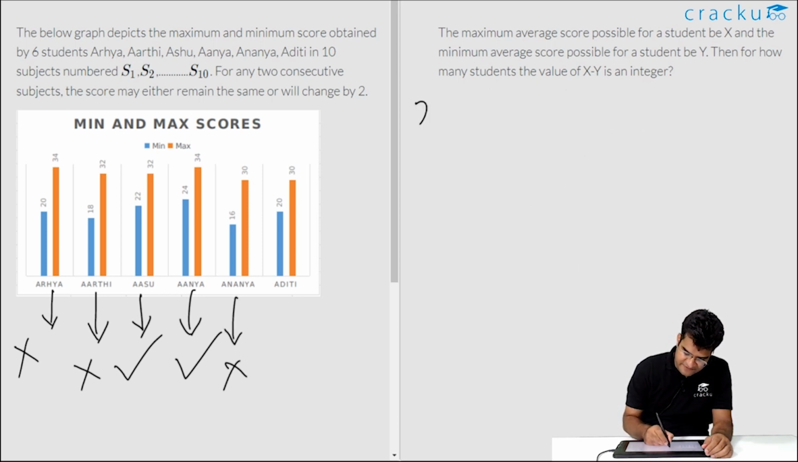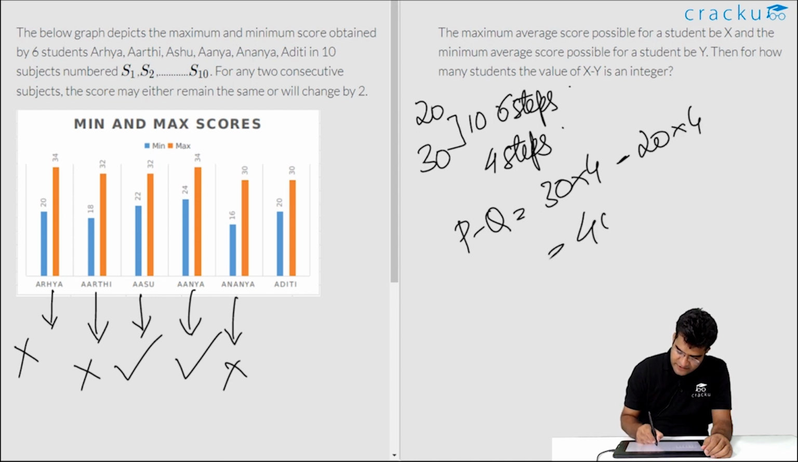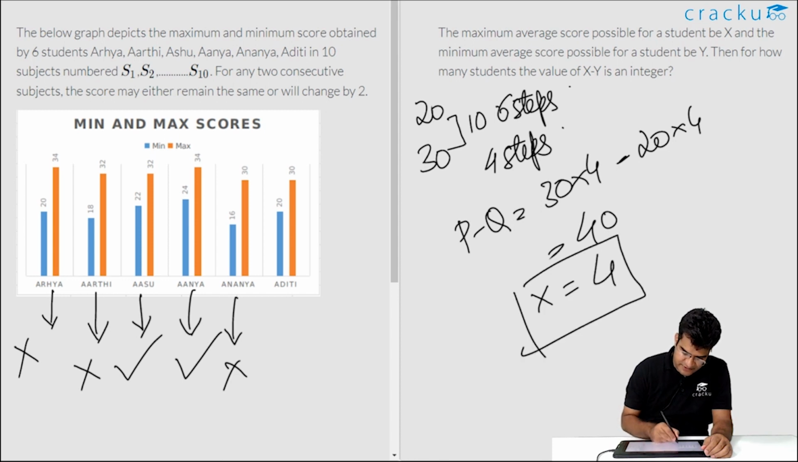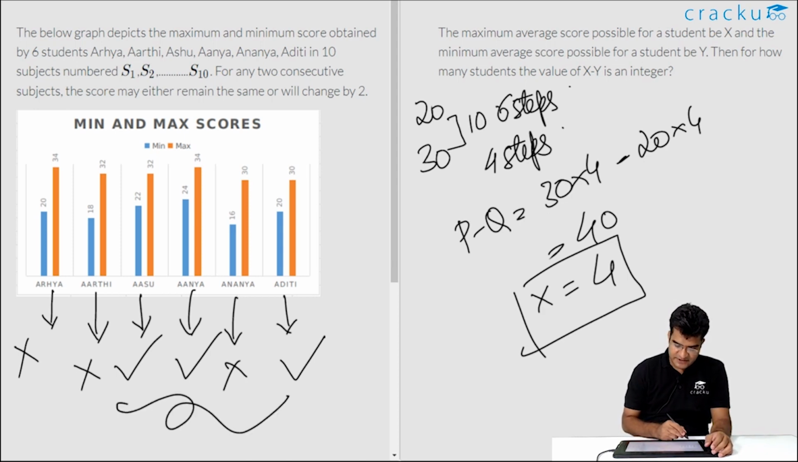If we are looking at the final case, which is Aditi, she scores a minimum of 20 and a maximum of 30. Difference is 10, which is covered in 6 steps. Therefore, 4 steps are in reserve. In this case, again the value of P minus Q will be 30 into 4 minus 20 into 4, which is equal to 40, which is a multiple of 10. Therefore, x will equal 4, which is an integer. So, in case of Aditi also, x minus y is an integer. So, the number of possible values of students where x minus y is an integer is 3.